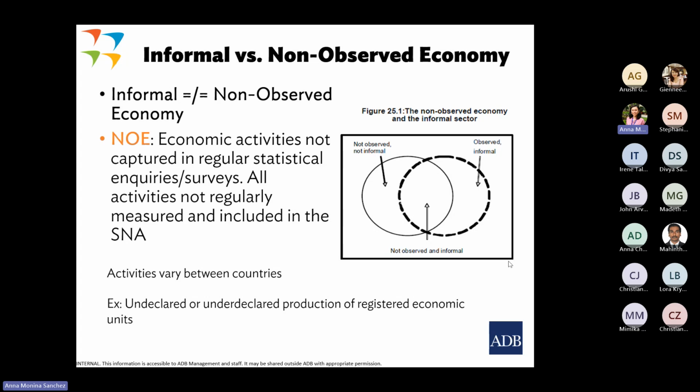Okay, so the informal economy and the non-observed economy may have considerable overlaps, but each would include elements not included in the other. An important example is undeclared and underdeclared production of registered economic units. This is not part of the informal economy, but it is highly relevant for the non-observed economy.